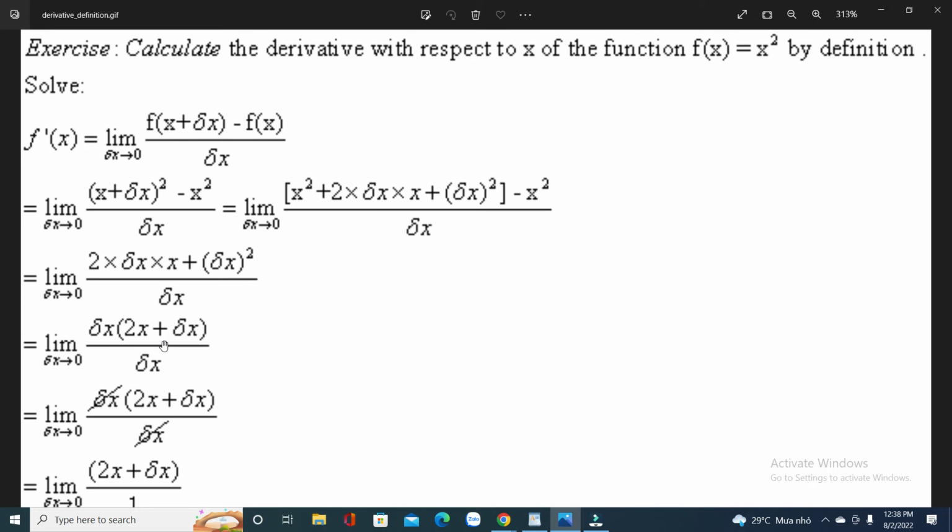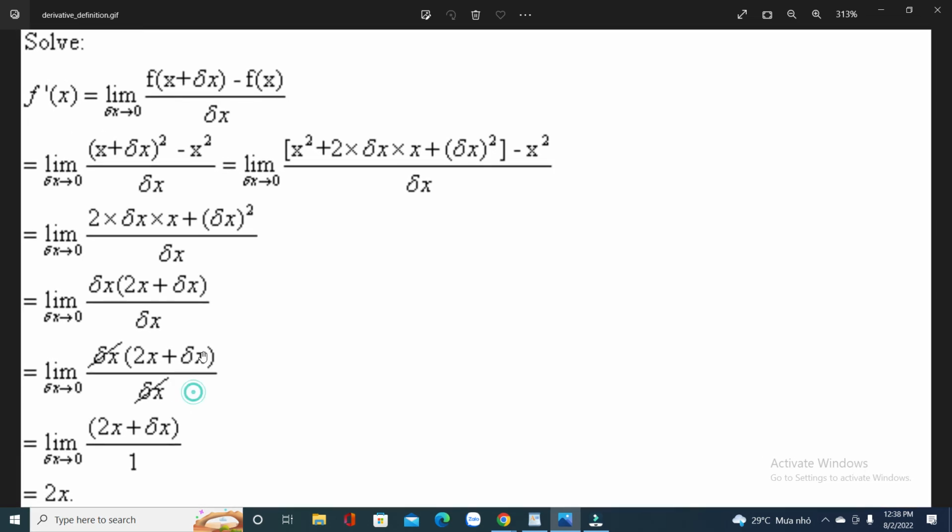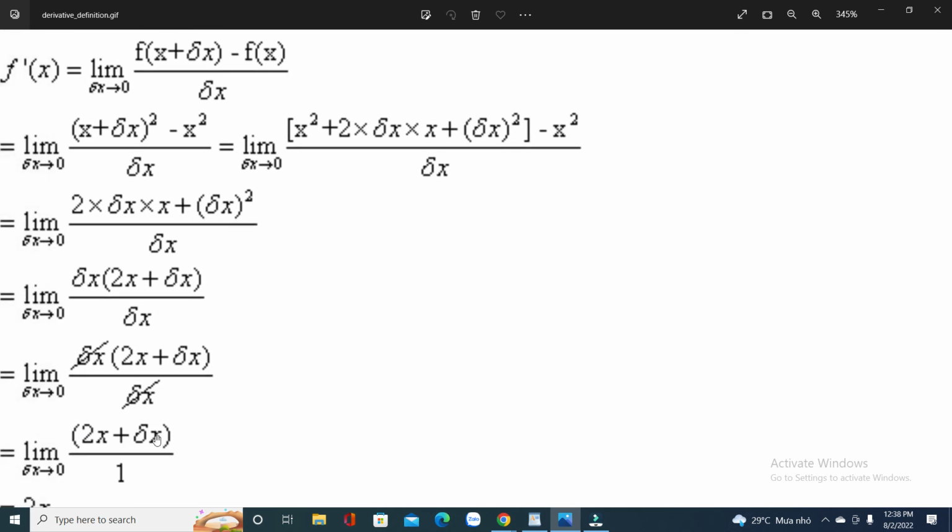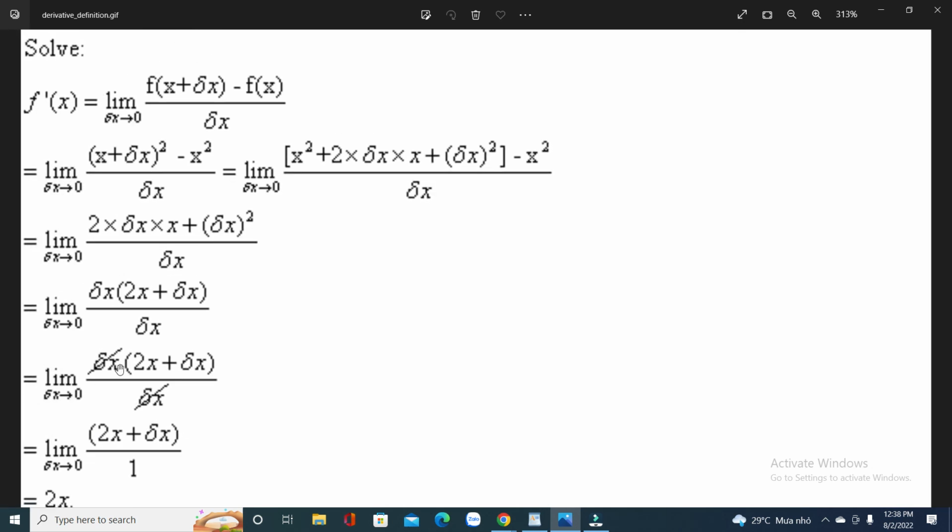So in this case, we have to factor out the delta x from both the numerator and the denominator, and then we're gonna reduce those delta x variables, because one is in the denominator and one in the numerator, so they are reducible. So what we are left with is the limit as delta x goes to 0 of 2x plus delta x over 1, because delta x has been reduced.